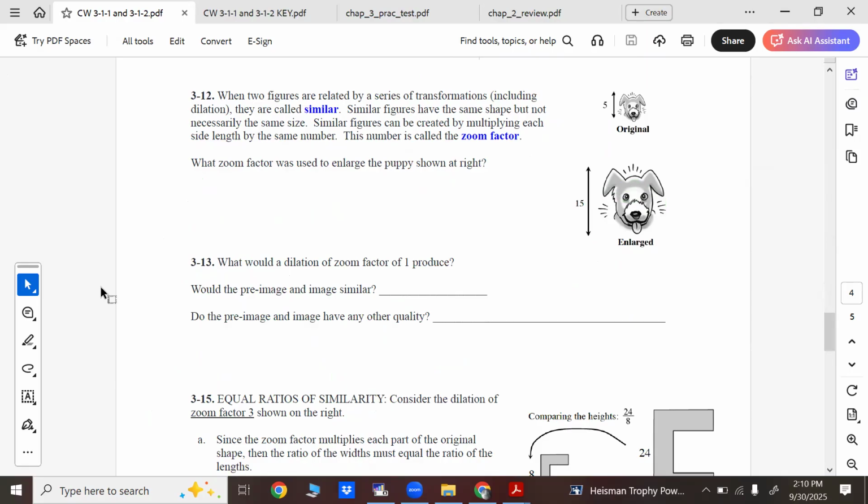When two figures are related by a series of transformations, including dilation, they are called similar. Some figures have the same shape but not necessarily the same size. Some figures can be created by multiplying each side length by the same number. We call it the zoom factor. So in this case, what's the zoom factor of the puppy? 3. Three. There you go. Pretty easy, right? Because you do 15 divided by 5. Easy peasy.